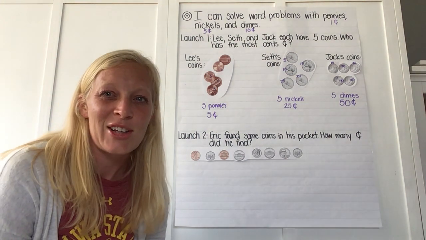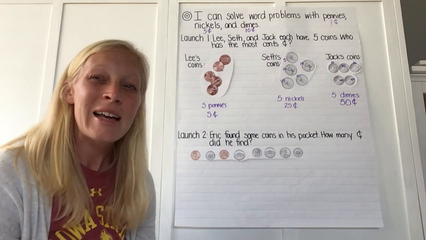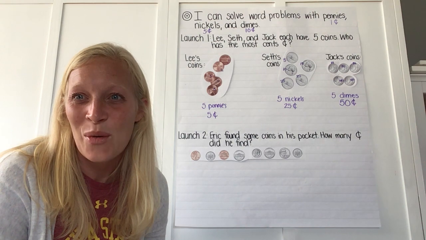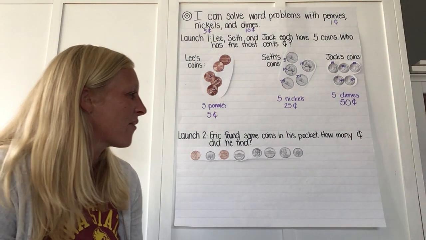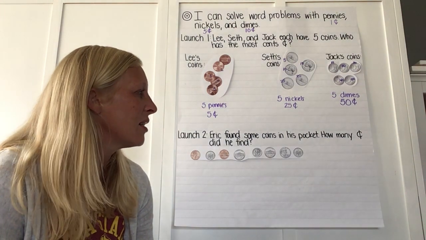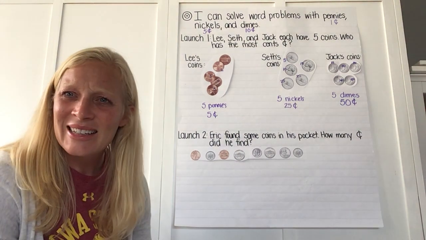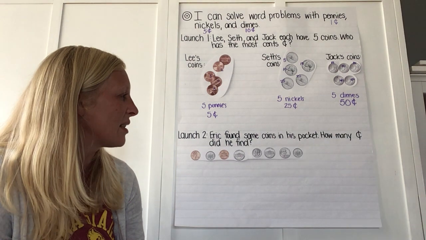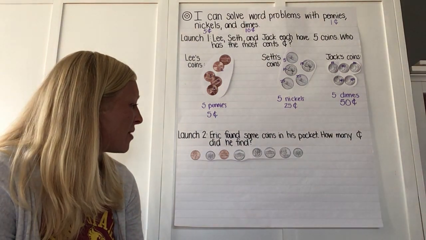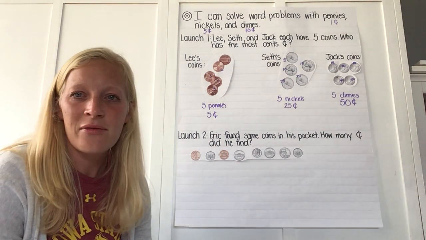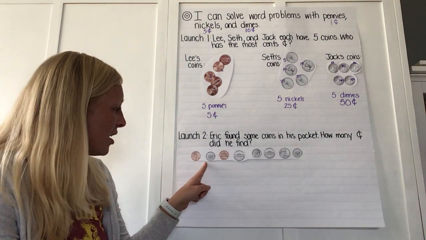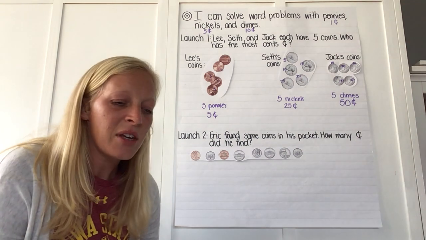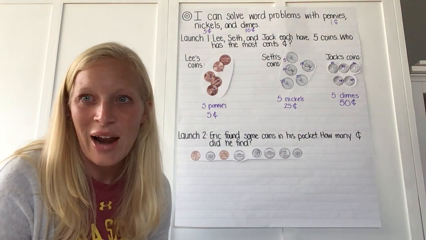So let's go ahead and look at our second launch. Now that we're kind of warmed up, let's look at our second launch and see how we might go about solving this word problem. Eric found some coins in his pocket. How many cents did he find? Eric finds some coins in his pocket. How many cents did he find? And here we have our coins. So you can see some of those coins that you know. How can we go about solving them? I'm going to give you some private think time.